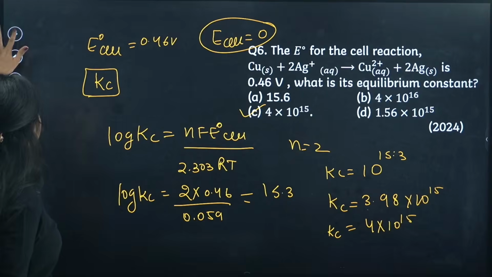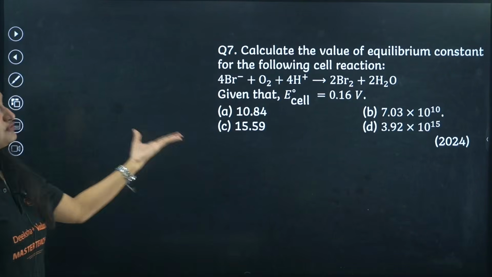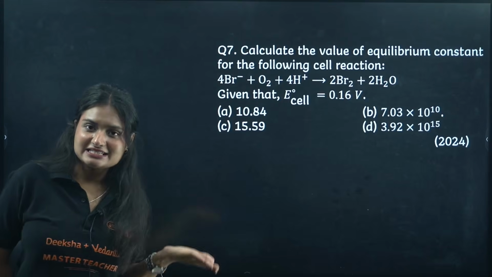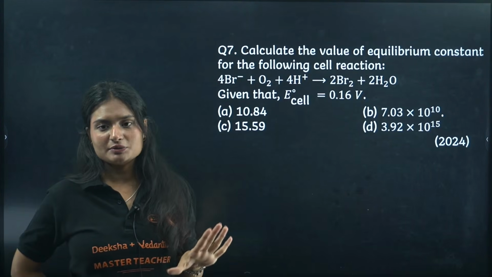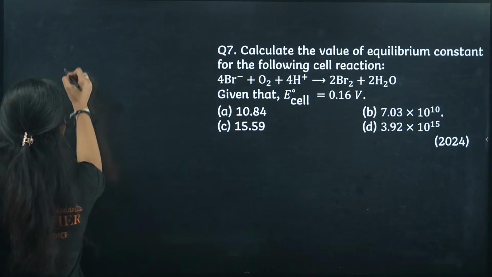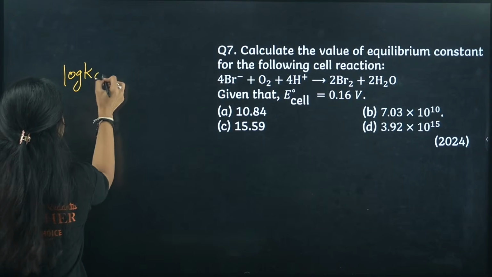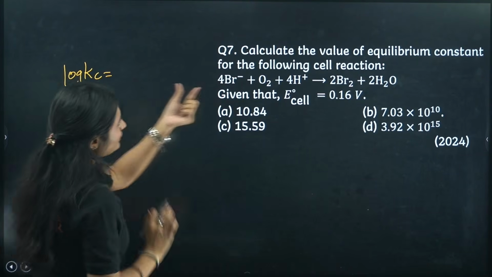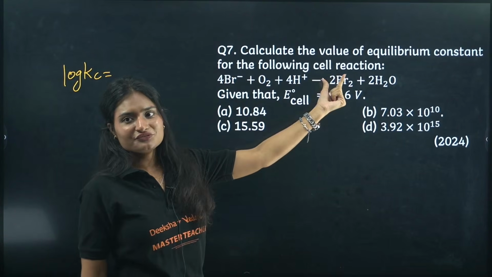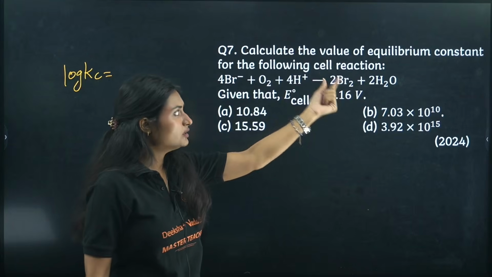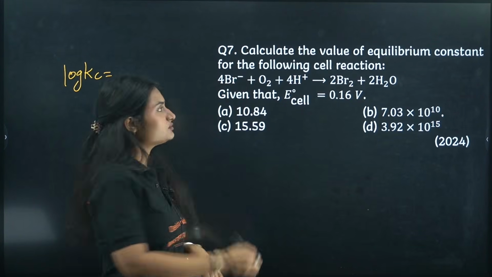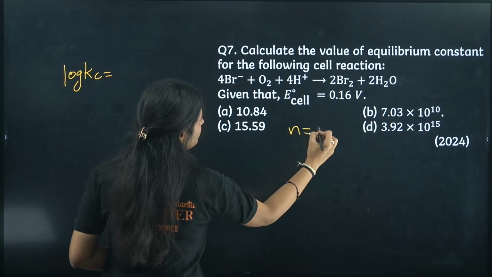Okay, next question. Calculate again the value of equilibrium constant is being asked. E naught cell is given. Again, tell me why E cell is 0 when we are dealing with equilibrium. Now for this again we'll use the same formula. Log Kc will be equal to, this time I know how many electrons are involved. So 4 Br negative are getting converted into Br2, minus 1 to 0. 1 Br will need 1 electron, 4 Br negative will need 4 electrons. So that means the number of electrons involved are 4.